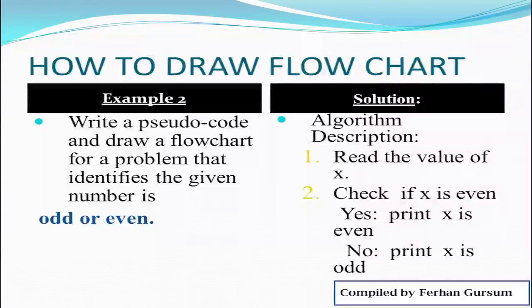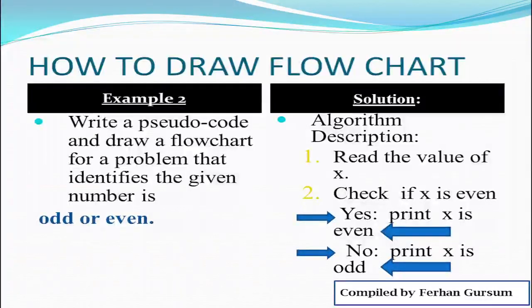The algorithm description looks like this. Read the value of x, then if it is yes, print x is even. But if it is no, print x is odd. Okay, this is the pseudocode or false code. So let us come to drawing the flowchart.